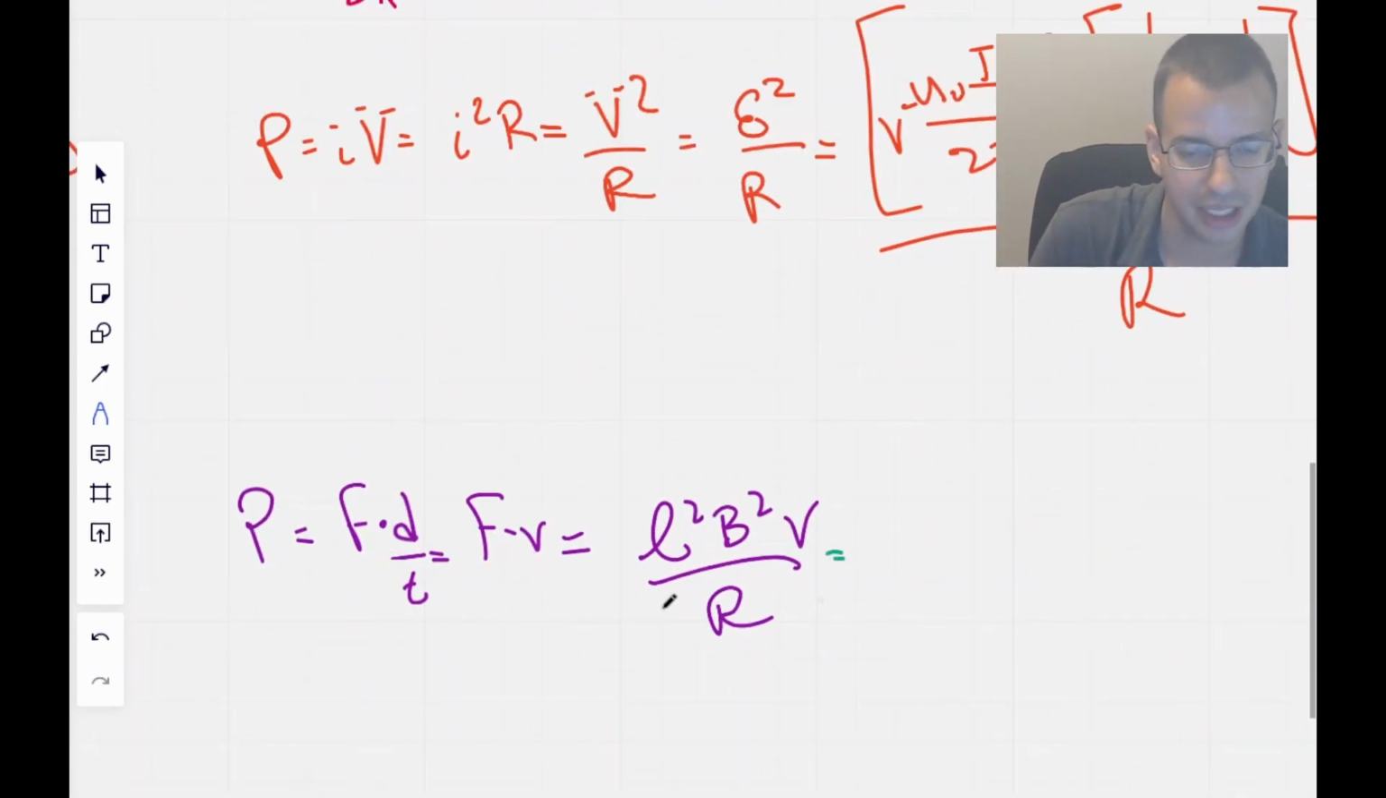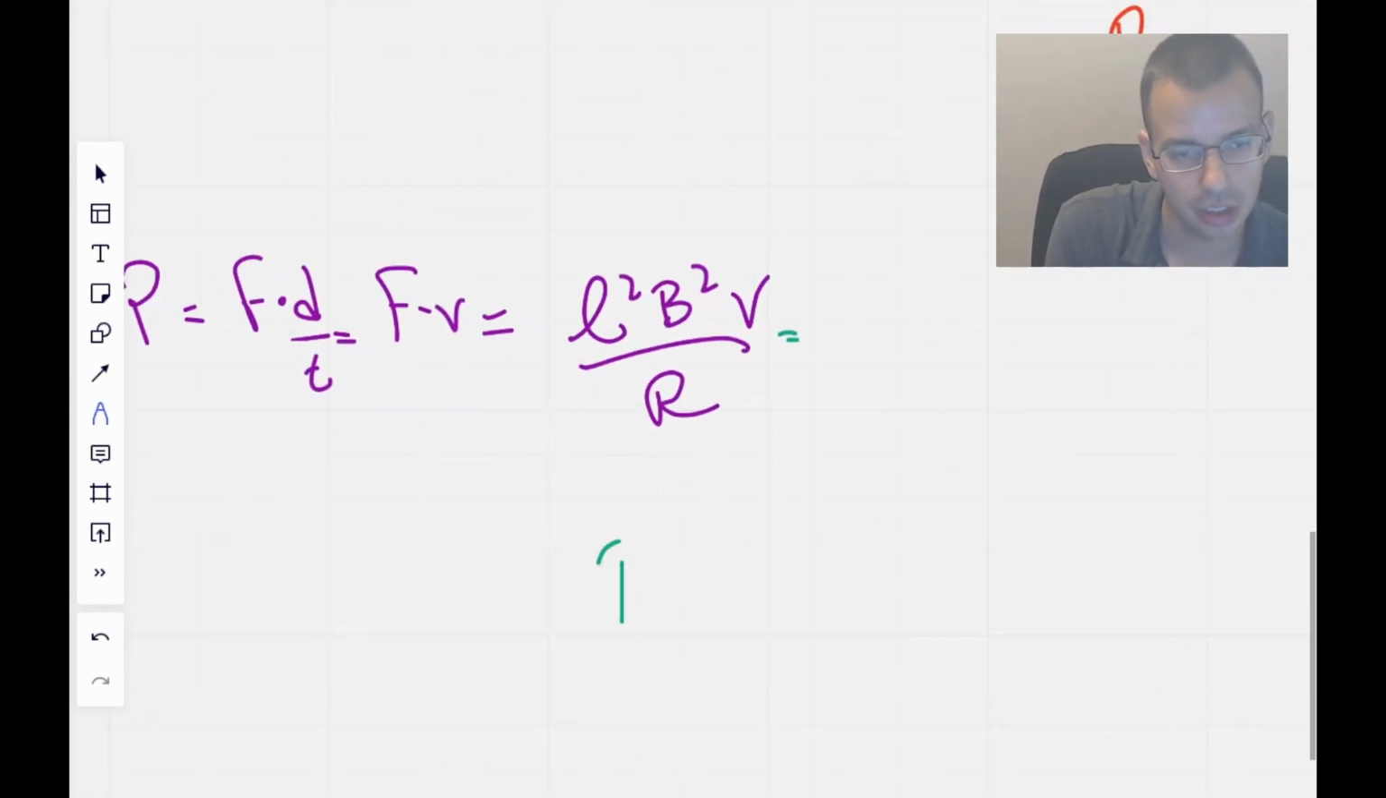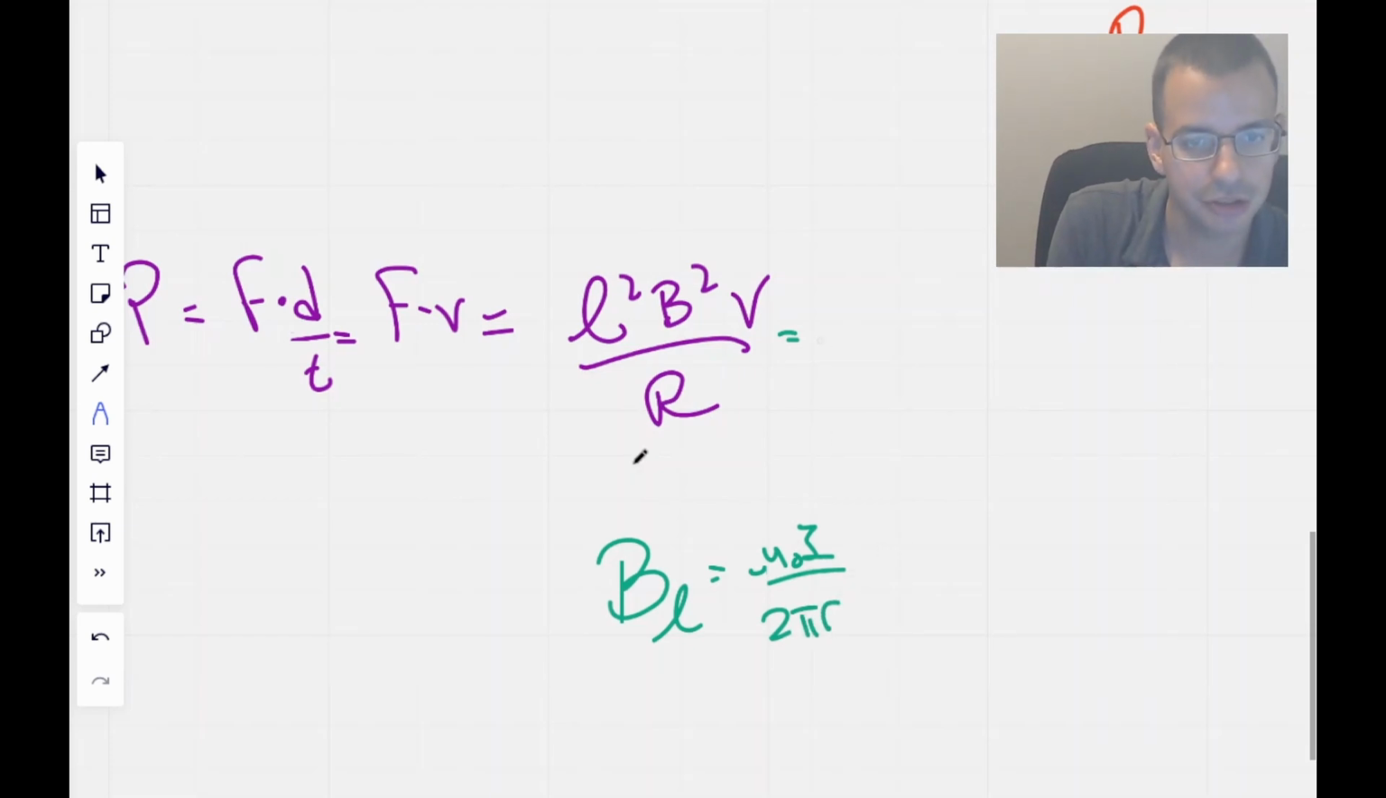So to write this out, the magnetic field due to a current carrying wire, we already said it, this L means for line this time, not left. I know it gets confusing. Mu naught I over 2 pi r. Yep, mu naught I over 2 pi r.